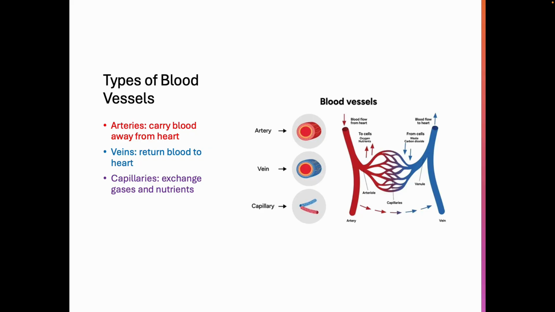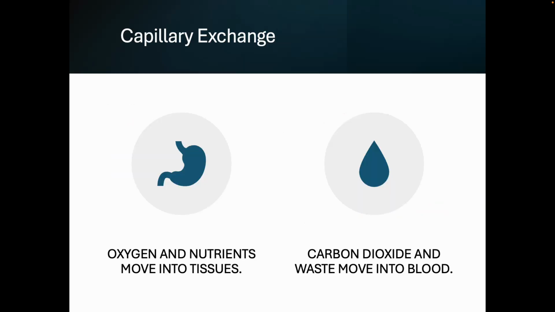Types of blood vessels. Arteries carry blood away from the heart. They are oxygenated. Veins return the blood to the heart. So if you forget, look at your arm while you're taking your test, and your veins are blue, right? Capillaries. I made that purple because red and blue, color theory, makes purple. The capillaries exchange the gases and nutrients between the two, okay? So when you think of blood capillaries, that's what we're doing.